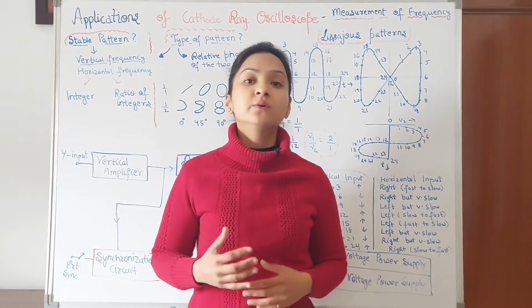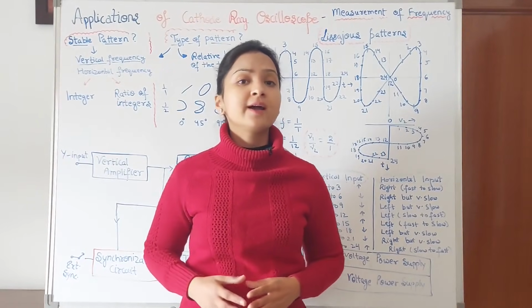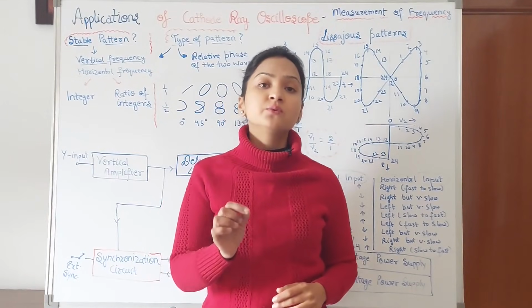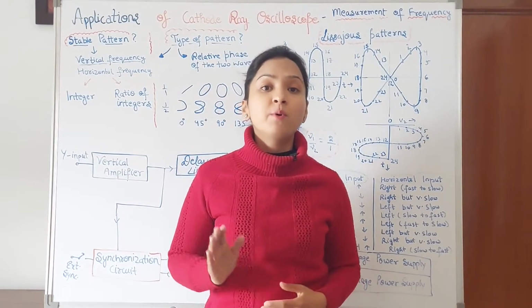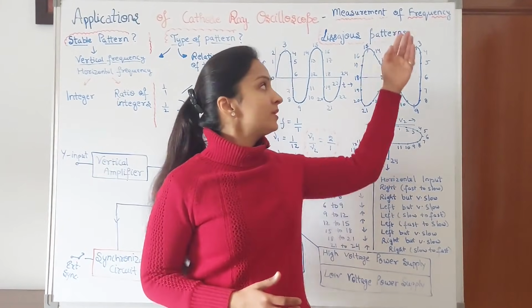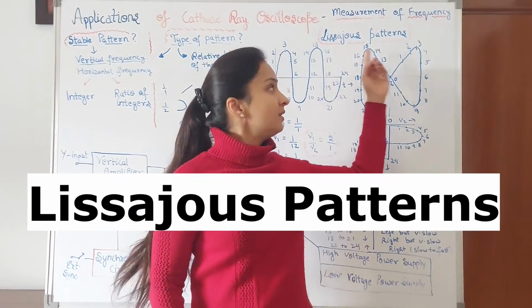So in our previous video we had discussed how a cathode ray oscilloscope can be used for the measurement of frequency. In today's video we'll be discussing another important, most reliable and quickest method for determining frequencies, and this is by the use of Lissajous patterns.